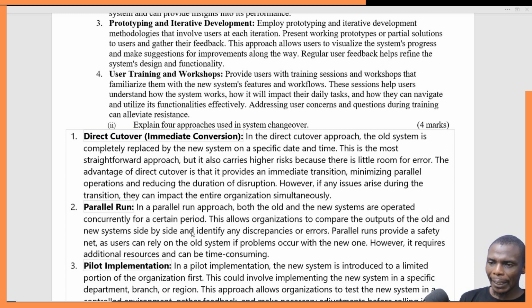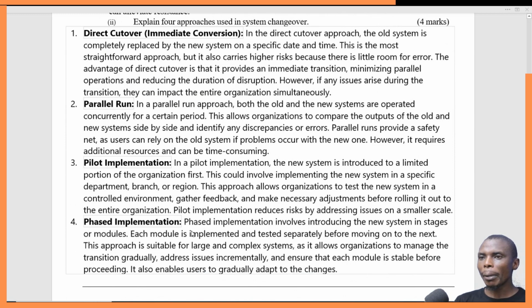Then we have what we call parallel run. In parallel run, both the old and the new system are operated concurrently for a certain period of time. So this will allow the organization to compare the output of the new one and the old one to see if there is viability of using the new system. We also have what we call pilot changeover or pilot implementation. So in pilot implementation, the new system is introduced at a limited portion, maybe from one department, then goes to another department, like that, before completely wiping out or changing the old system.